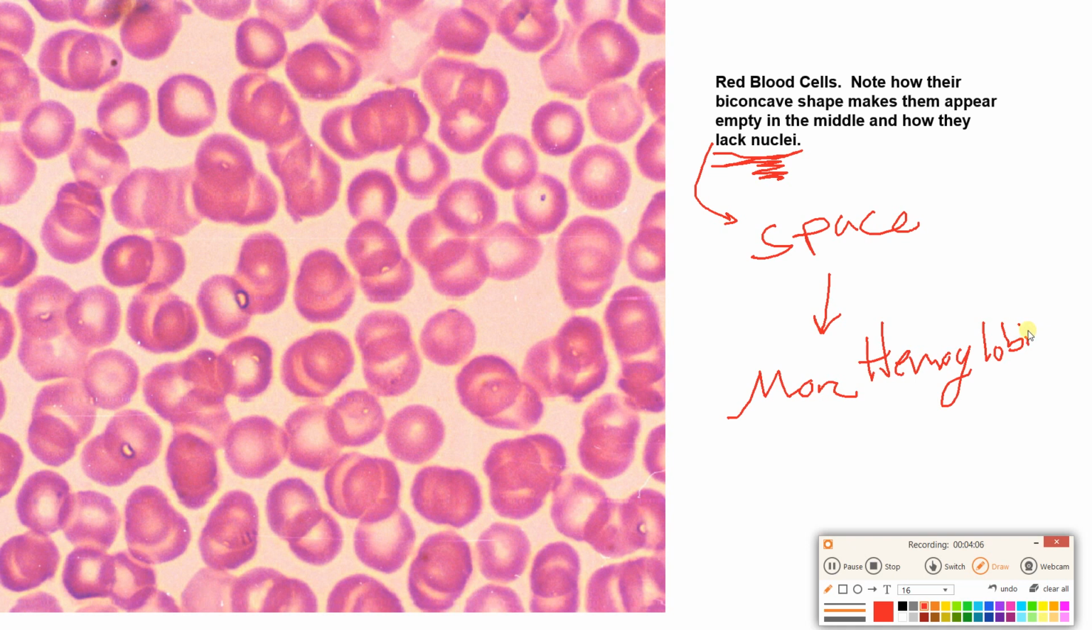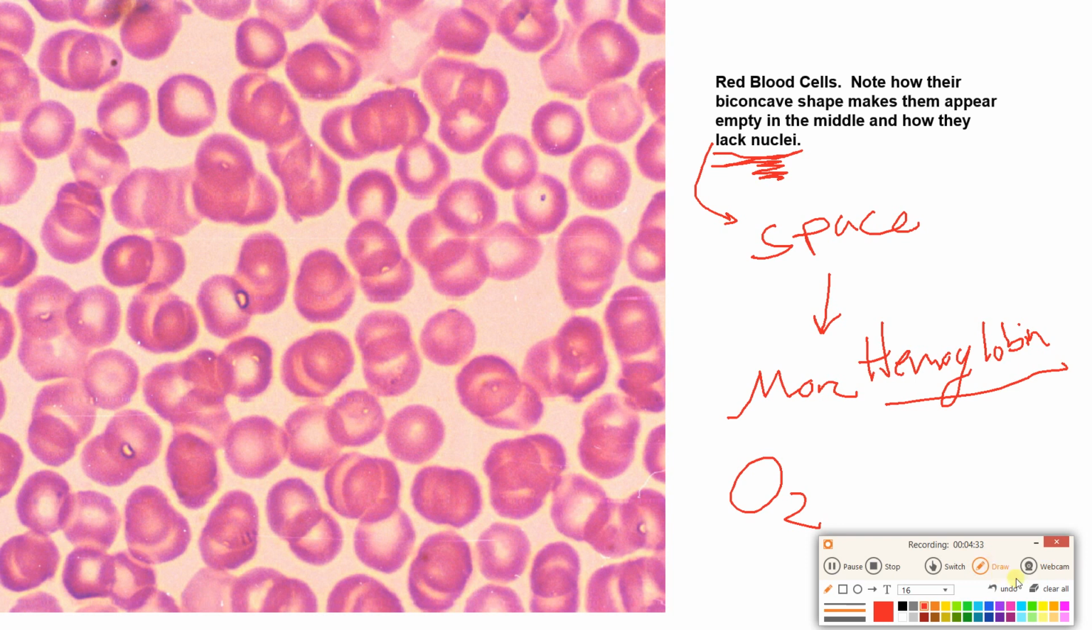And what is hemoglobin? Hemoglobin is an oxygen binding protein. So hemoglobin lets the red blood cells carry oxygen. I can have a lot of hemoglobin in my red blood cells because there's a lot of space. There's a lot of space because there's no nuclei. Downside: no nuclei means red blood cells are only going to live for like 3 or 4 months.